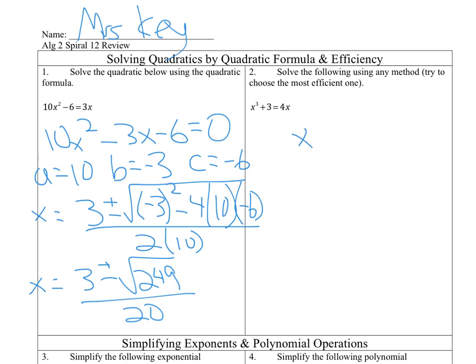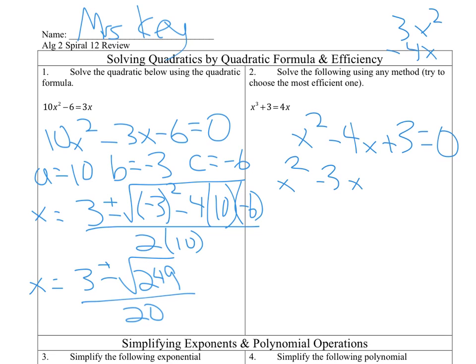Alright, so x squared minus 4x plus 3. Well, I can't use square roots because of that 4x, so let's see if I can factor. Can I come up with numbers that multiply to 3 and add to negative 4? I sure can. That's going to be minus 3x minus 1x plus 3.